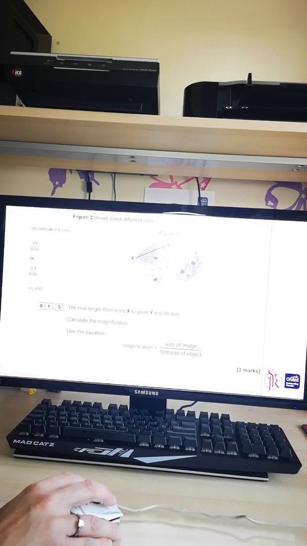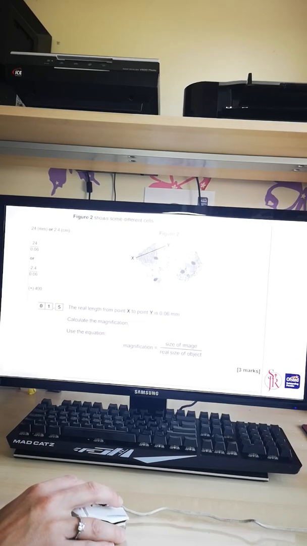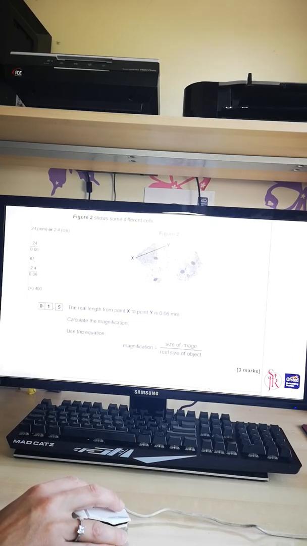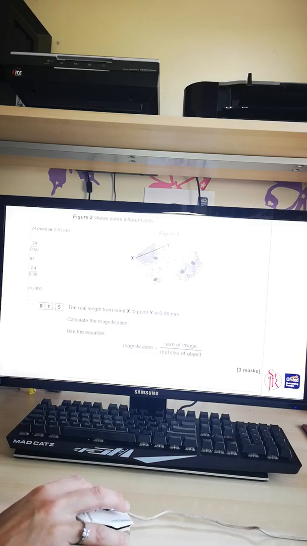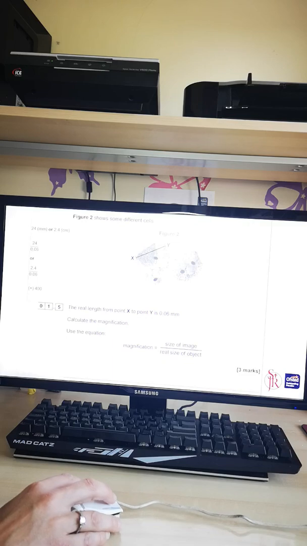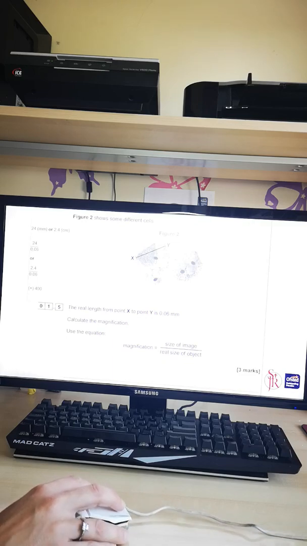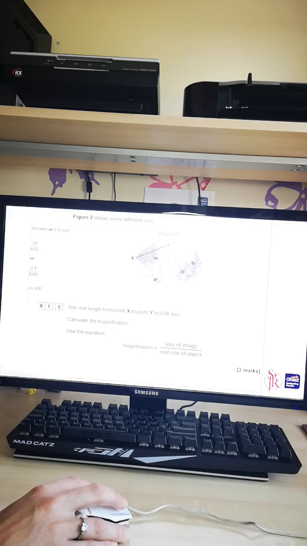Okay, so once you have a look, this is your answer here. They've told us that from X to Y was 0.06 millimeters. So that's my image size. Not image size, that's my real size. When measuring, that's the measurement that they got. So from here to here, sorry, I should have given you that before. Don't worry, I have on the next one. So from there to there, they would have measured.